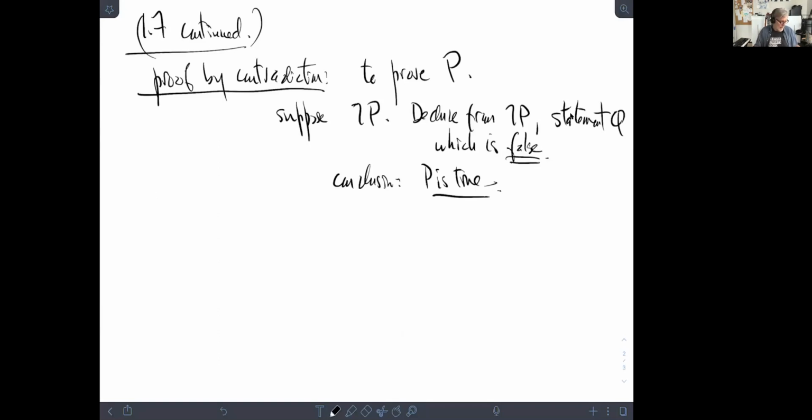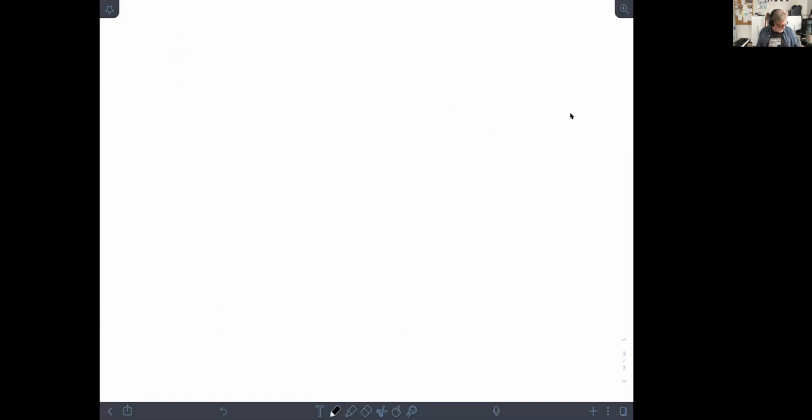I did an example yesterday showing that no integer can be both even and odd. I'm going to do another example, which is probably the most famous proof by contradiction, but perhaps the most famous mathematical proof of all time. So I'm just going to take a different page for this. So here's a theorem that I'm going to prove.